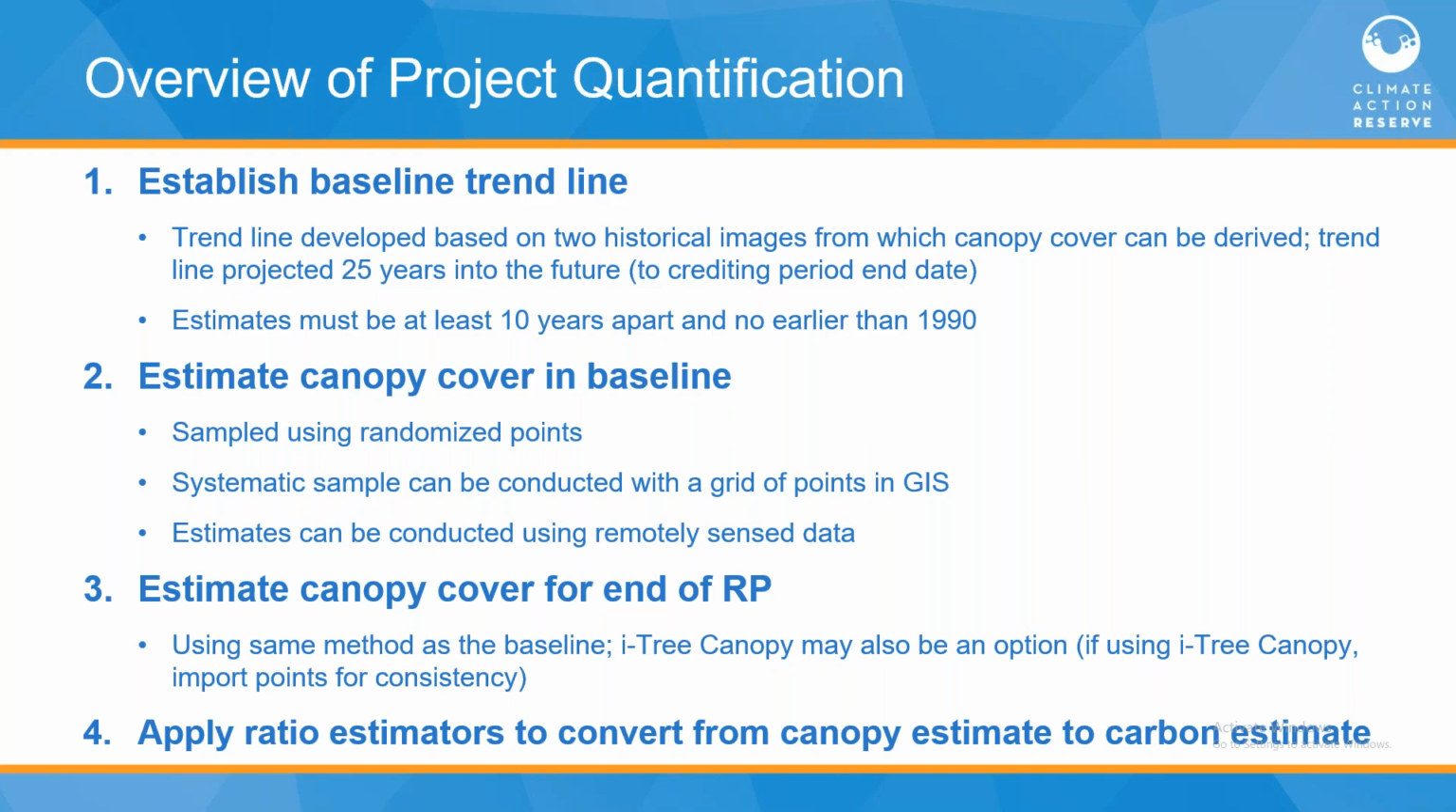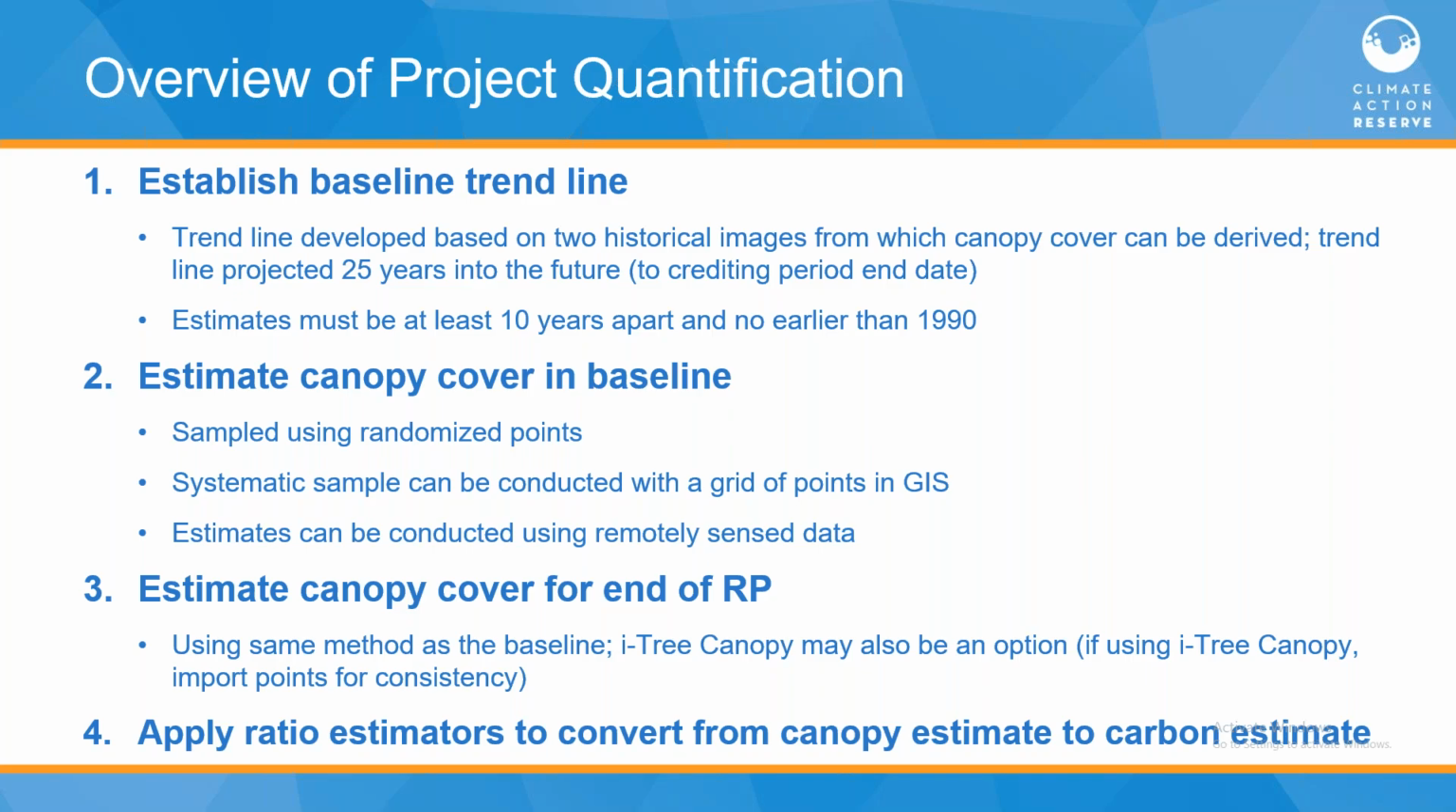And the trend line, which will either be increasing, decreasing, or showing stagnant canopy cover, will be projected for the length of the crediting period, which is 25 years, and then it will be held stable out to year 100. The historical images are used to calculate a baseline canopy cover percentage estimate.